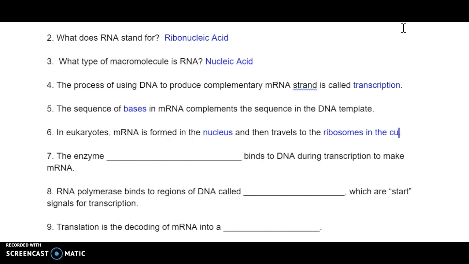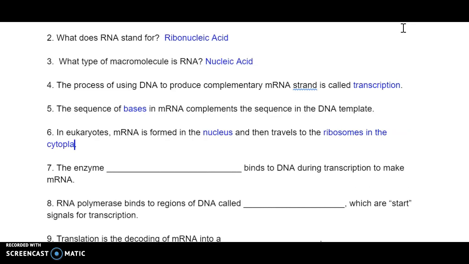The cytoplasm. Some of the ribosomes are floating around free in the cytoplasm, and then some of them are going to be attached to that rough ER, remember. The rough ER is also out there at the cytoplasm. So it's made in the nucleus. It's going to go through those nuclear pores and the nuclear membrane out to the cytoplasm where it can find a ribosome attached to the rough ER or out in the cytoplasm.